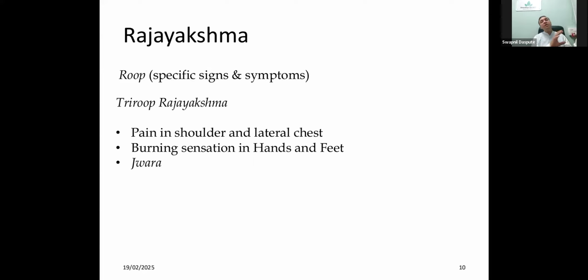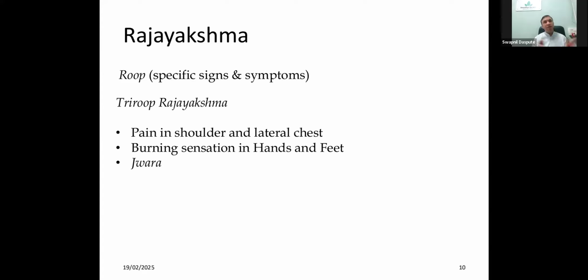So now when we are studying Hetu, Purvarupa, Rupa, Samprapti, etc., you know that these things happen. In three Rupa Rajakshma, these are the three signs and symptoms which are majorly seen. So this is three Rupa Rajakshma. But a patient comes to you and sits in front of you with fever. Will you start labeling the patient with Rajakshma? Oh, you have three Rupa Rajakshma. I think you are in a very serious condition and we should treat you very meticulously. The patient will die half there itself.